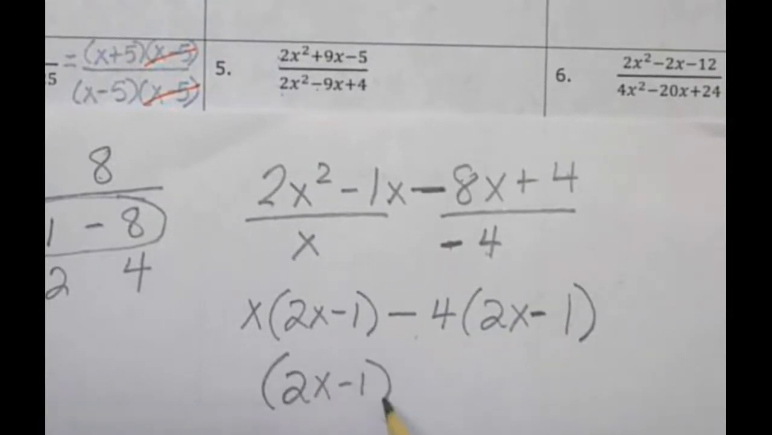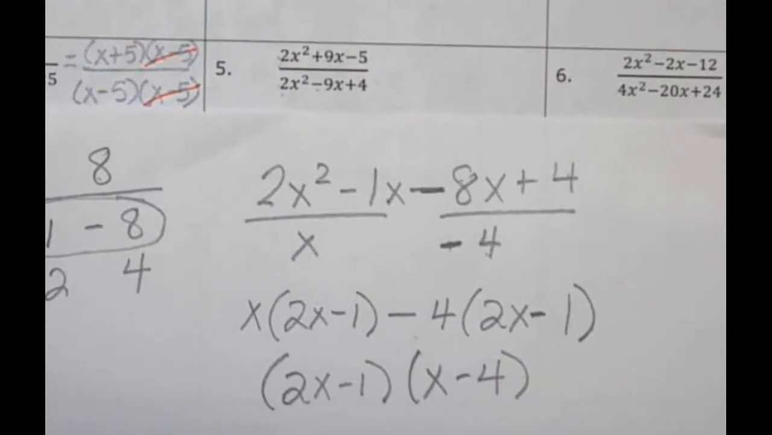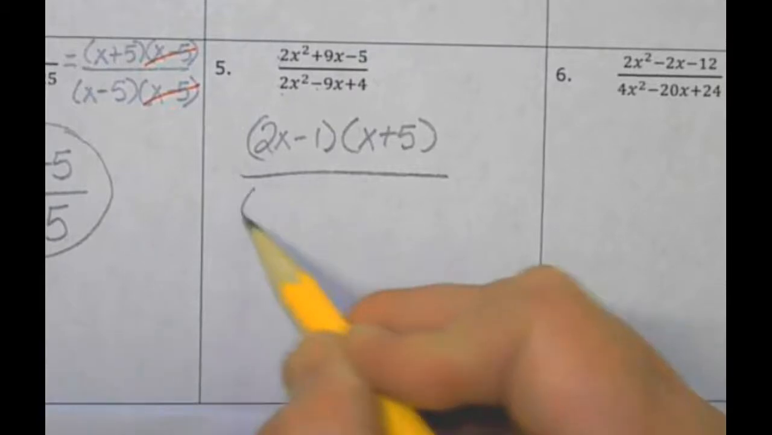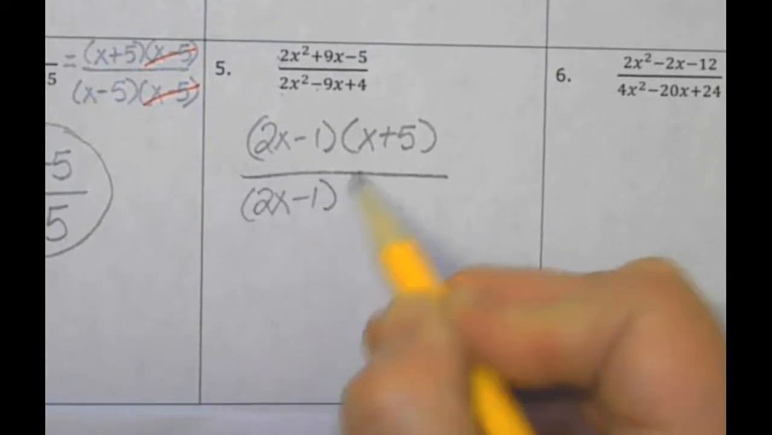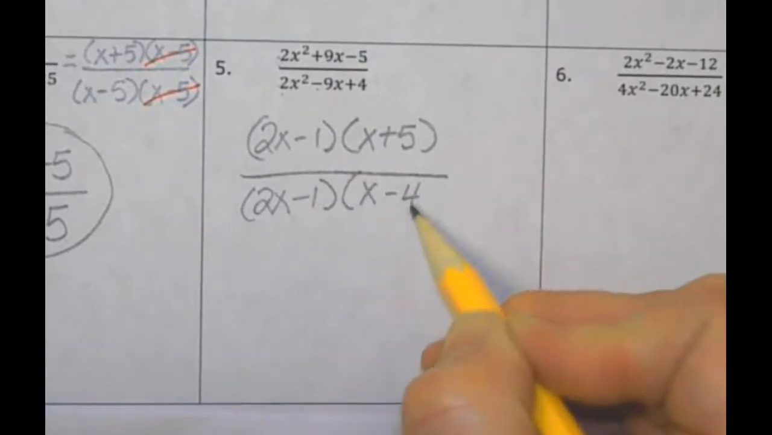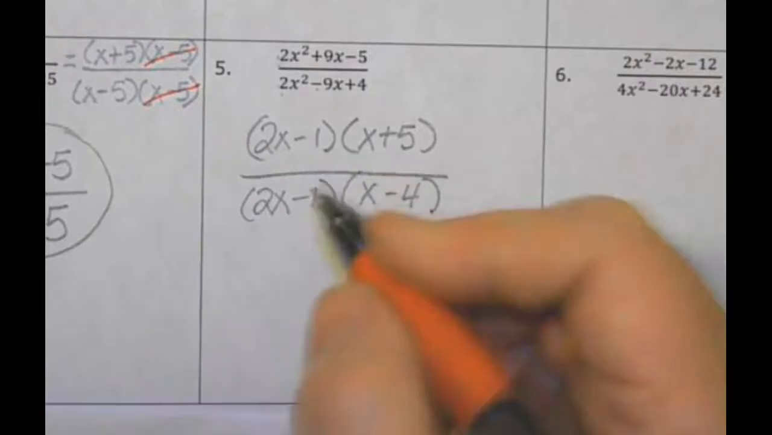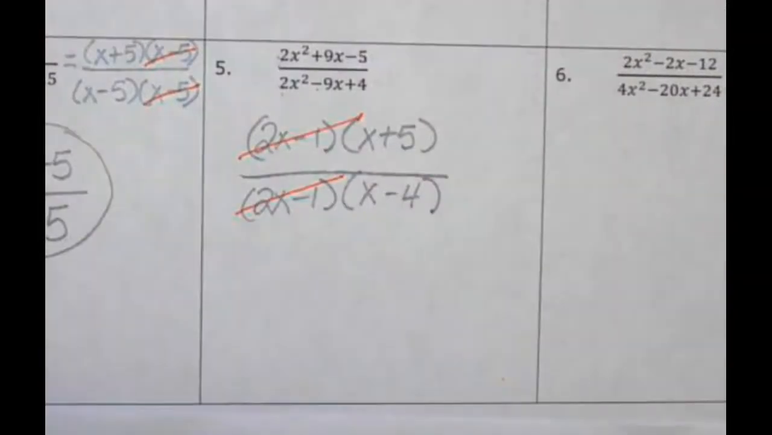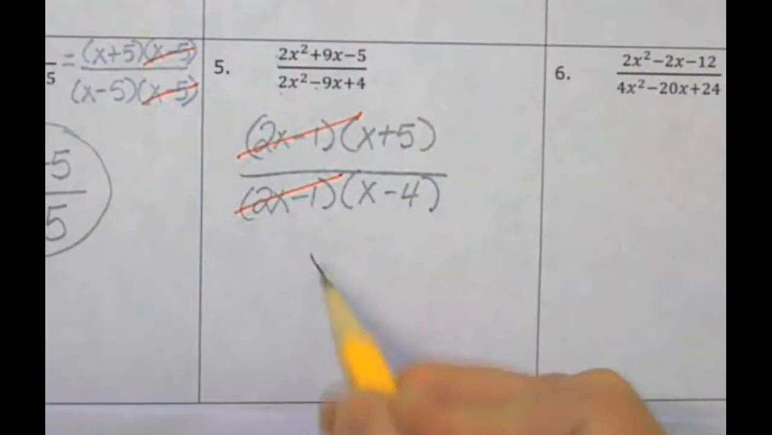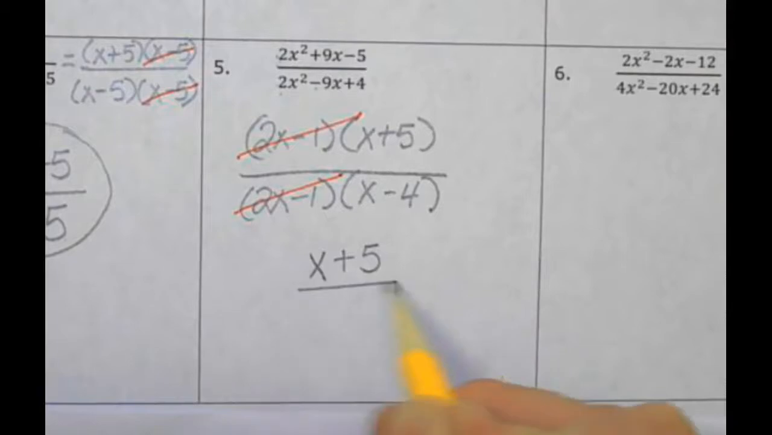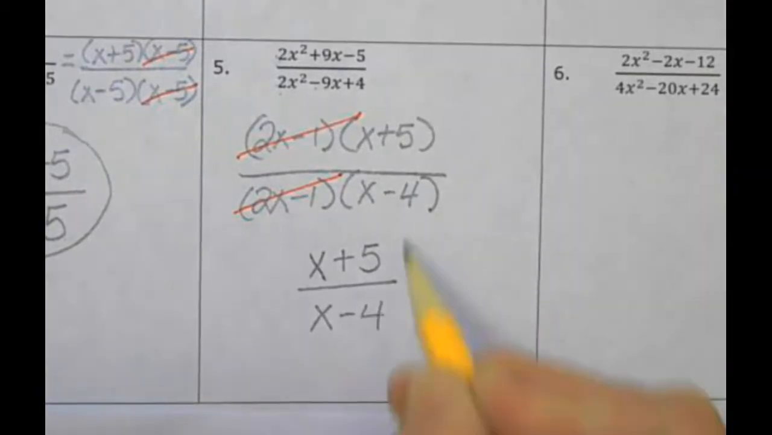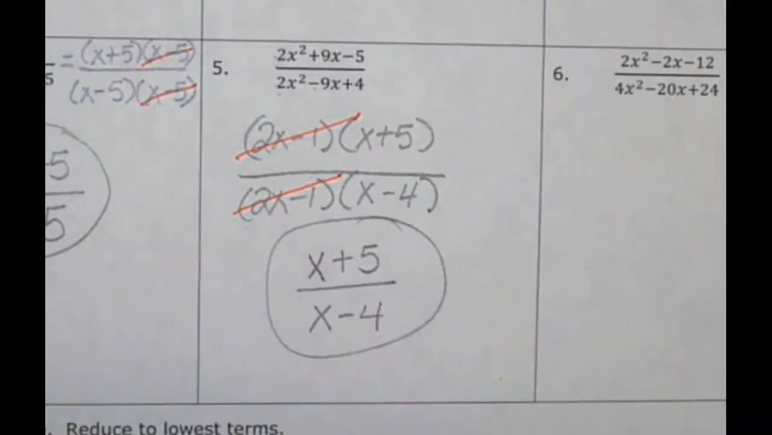2x minus 1 is the common factor. X minus 4 is the second factor. That is my denominator. 2x minus 1, x minus 4. Cancel, cancel. X plus 5 over x minus 4 is my answer.